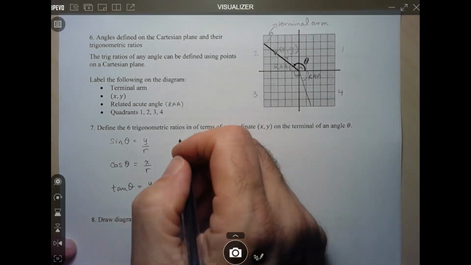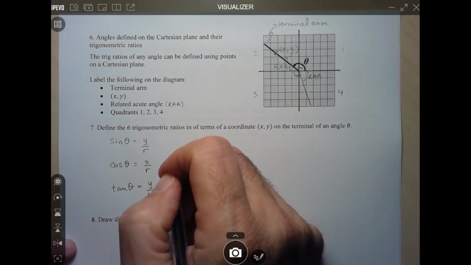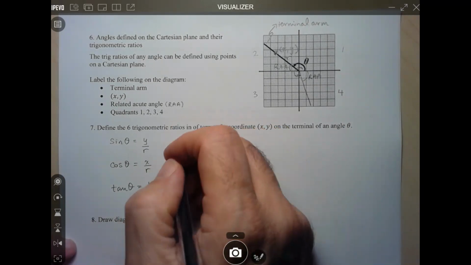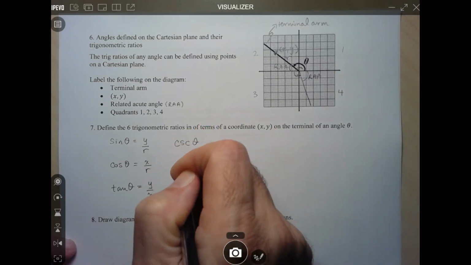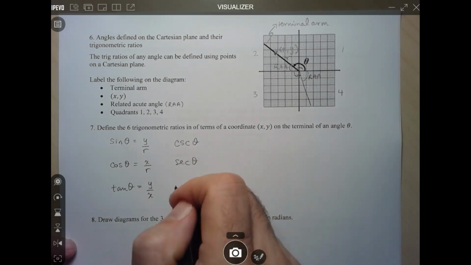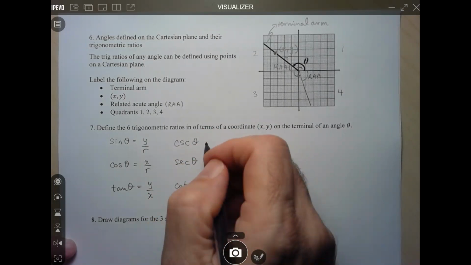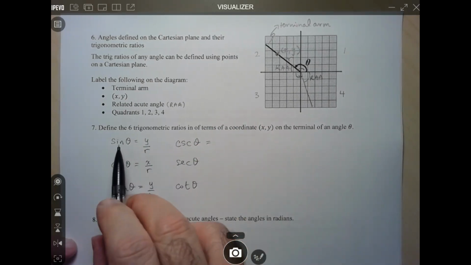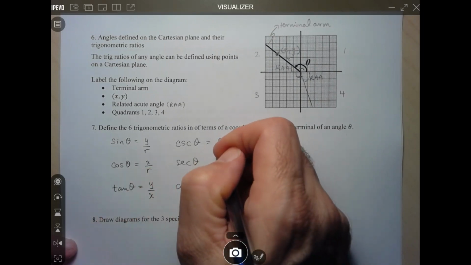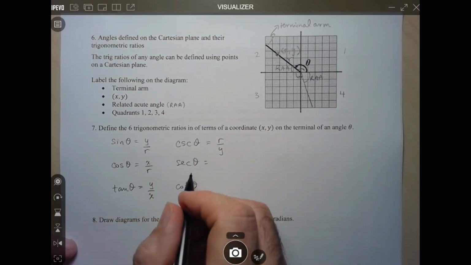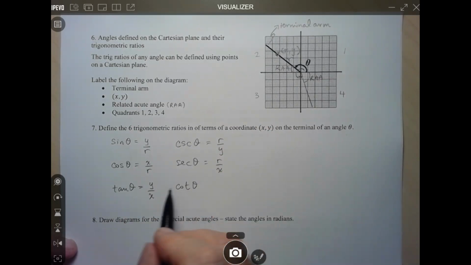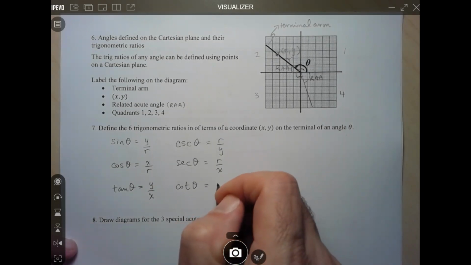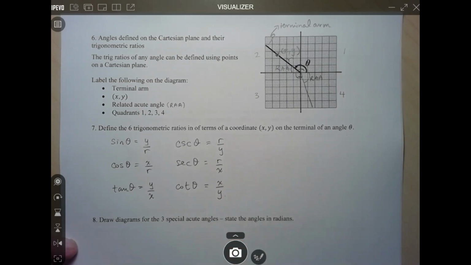Okay, and so now if I just want to define the reciprocal trig ratios, so cosecant of theta, secant of theta, and cotangent of theta. So this is the reciprocal of the sine ratio, so that's just going to be r over y. Secant is just the reciprocal of the cosine ratio, so r over x, and cotangent is just the reciprocal of the tangent ratio, so x over y.